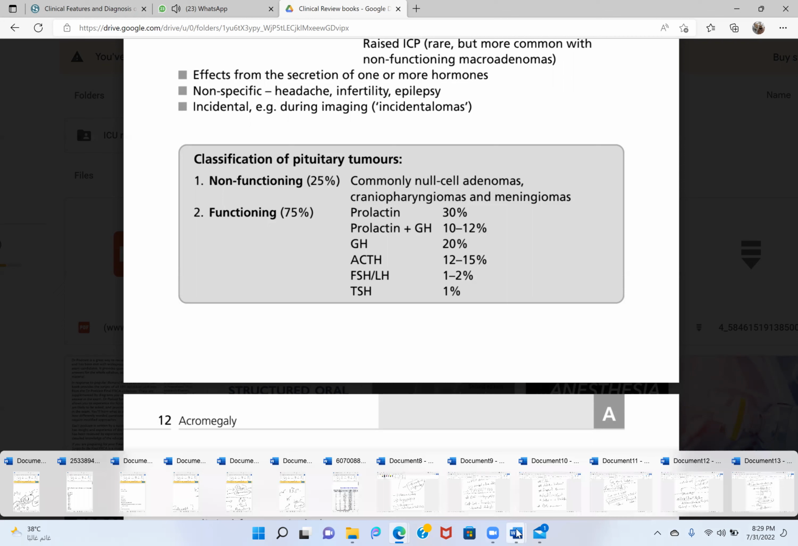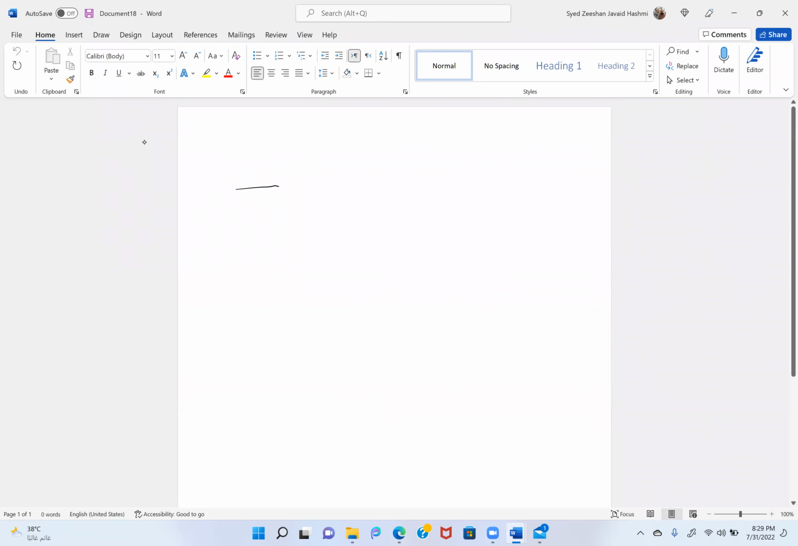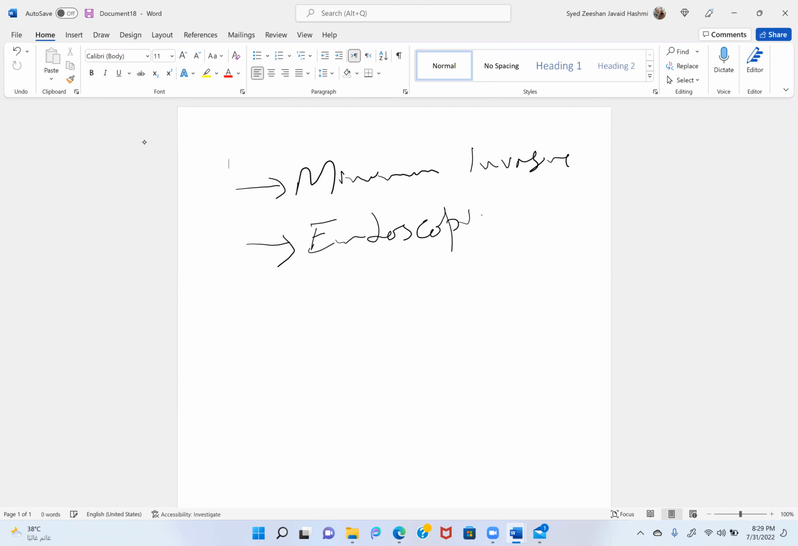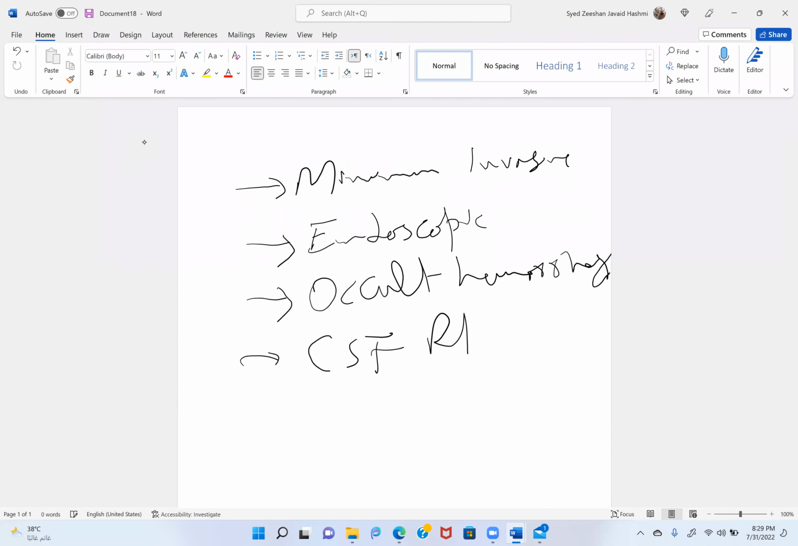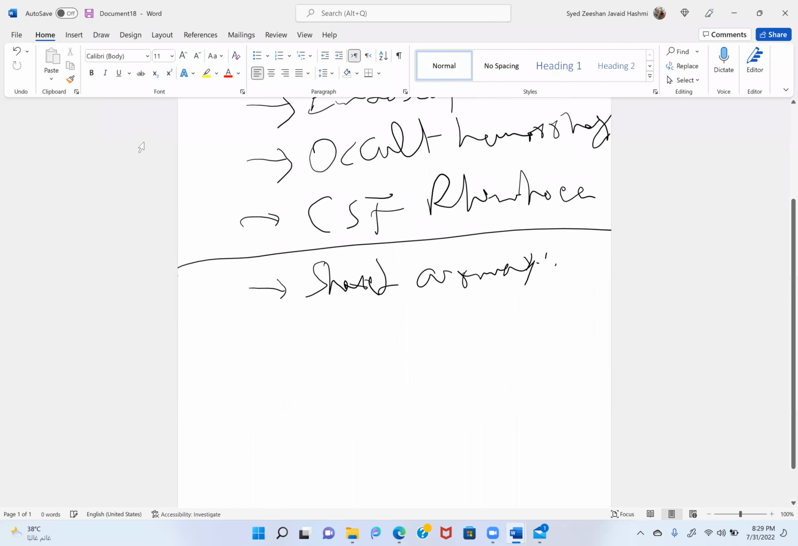What is so different about the transsphenoidal approach? It is minimally invasive. And it is endoscopic. It is less painful, and maybe the hemorrhage will be less. But at the same time, occult hemorrhage can occur, and CSF rhinorrhea can occur. In addition to that, it's a shared airway, and there will be limited access.